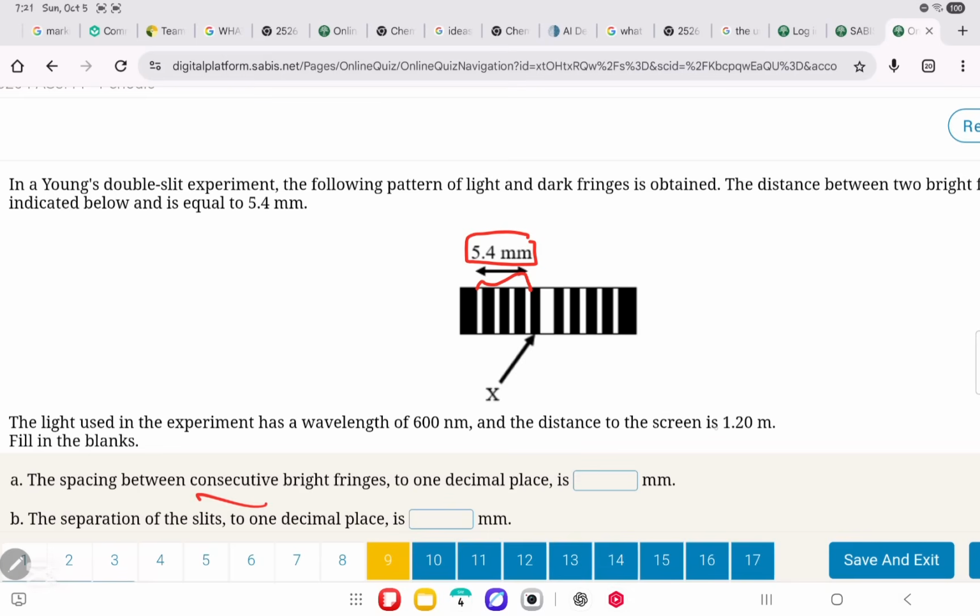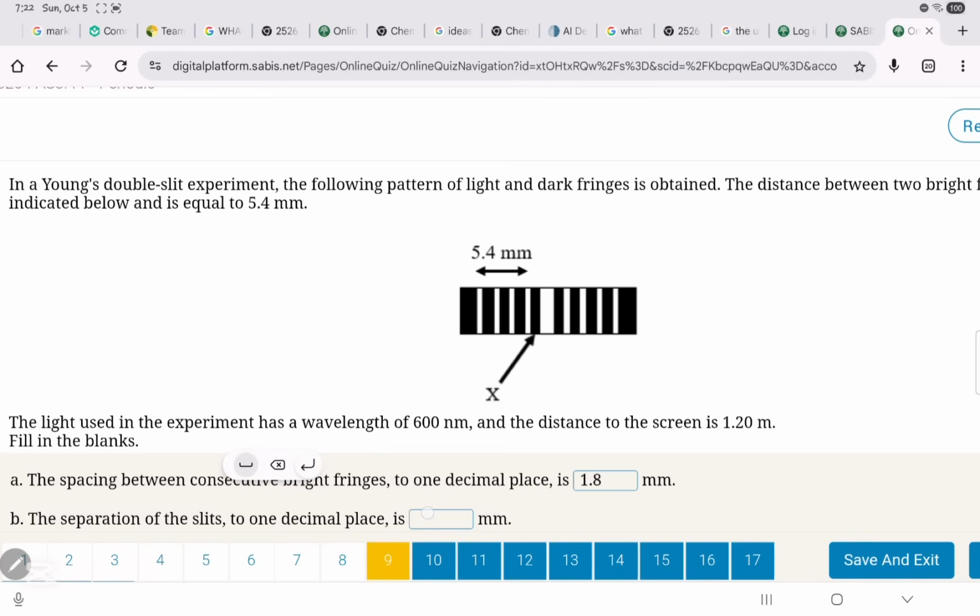We know that the total is 5.4 divided by the number of dark fringes, because the spacing between consecutive bright fringes is what is considered as the dark fringe. So you take the total spacing and divide it by the total number of dark fringes, which is 3, and thus you will get an answer of 1.8. So this is 1.8 millimeter.